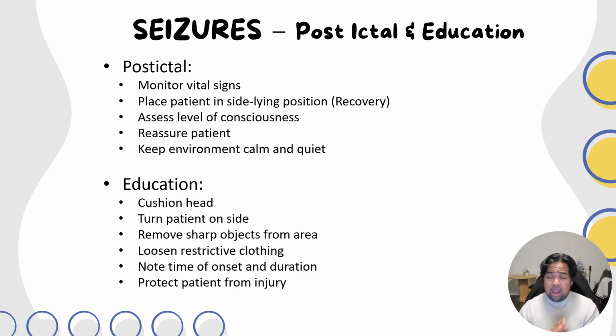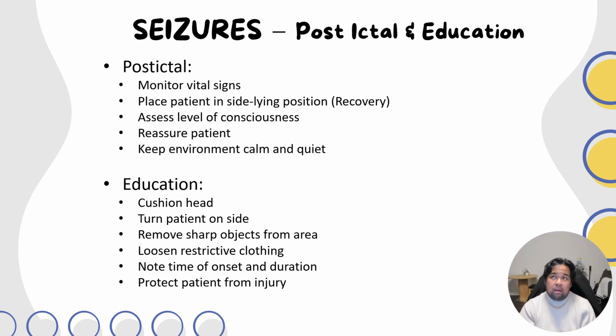Education. Again, this is something that you're going to teach them, but also teach their family members, right? We're going to teach the family members, like, hey, we're going to protect the head. If they're having a seizure somewhere they could hit their head on a hard place, you're going to put soft things, maybe a pillow or something close to their head, just so they don't get that injury. We're going to turn them again to the side. That's super important. Any sharp objects around the area, we're going to remove. If they have restrictive clothing, we're going to loosen those things, right?